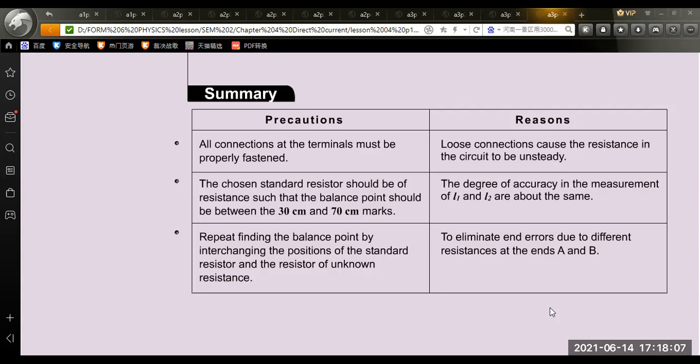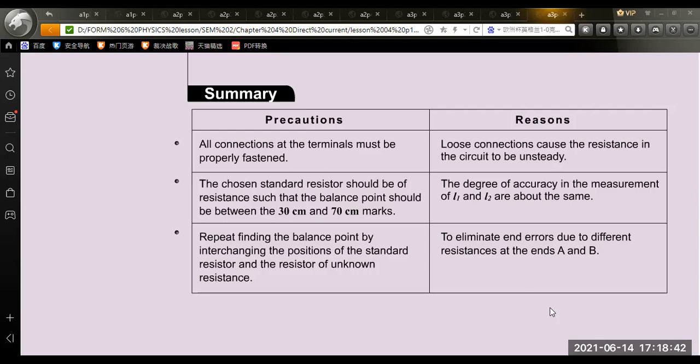First, all connections at the terminals must be properly fastened. Reason? Because loose connections cause the resistance in the circuit to be unsteady. Precaution number 2, the chosen standard resistor should be of a resistance such that the balance point is in between 30 cm and 70 cm at most.